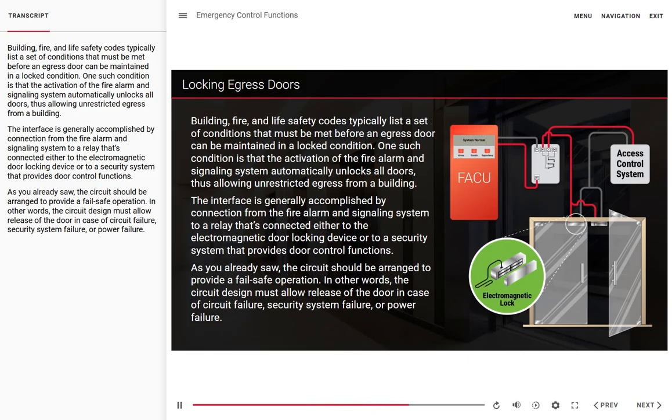As you already saw, the circuit should be arranged to provide a fail-safe operation. In other words, the circuit design must allow release of the door in case of circuit failure, security system failure, or power failure.